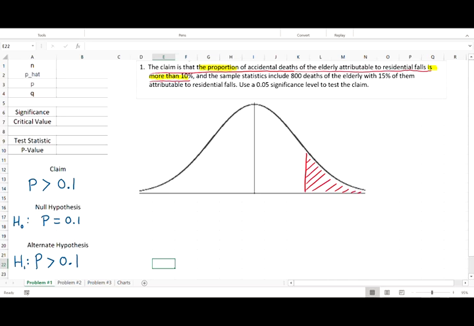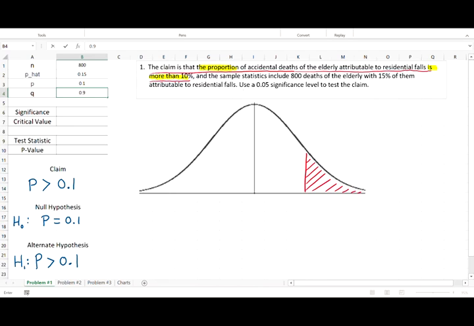Okay, so now let's see what we're given in the problem. And the sample statistics include 800 deaths. So we could type in an 800 over here with 15% of them. So that's your sample proportion, with 15% of them attributable to residential falls. So P hat would be 0.15. Our null hypothesis is that P, the population proportion, is 0.1. And so the complement of that is Q. That would be the 0.9.